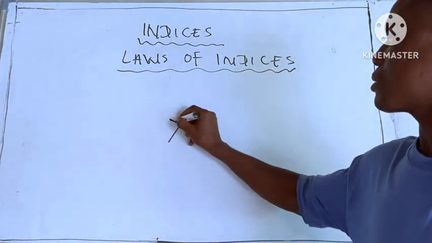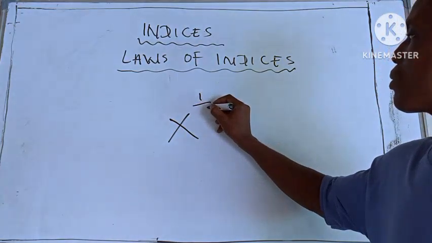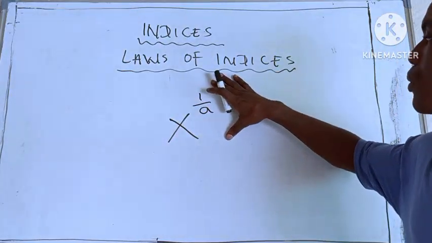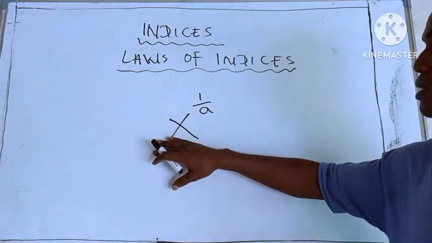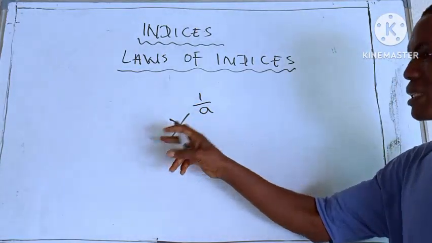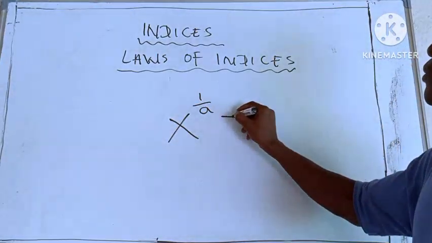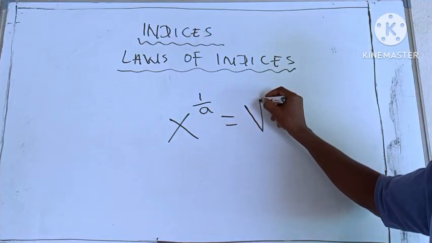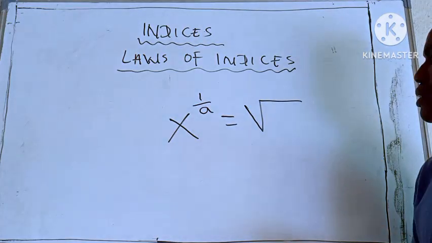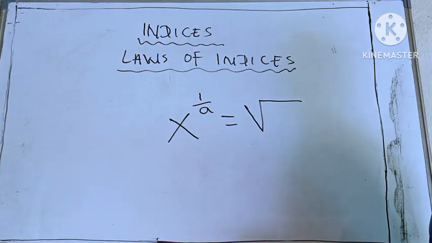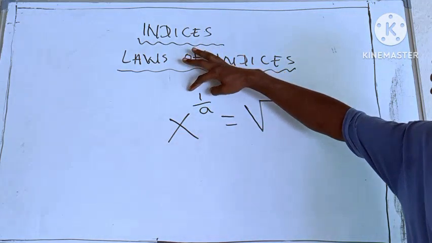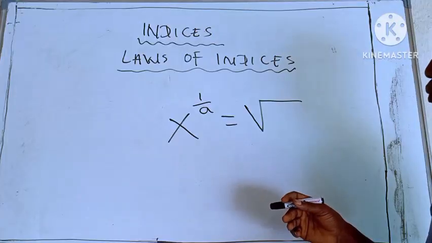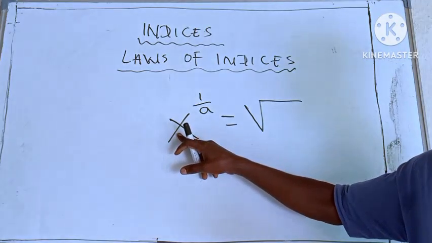So let's move to the next one. Let's say we have x raised to power 1 all over a. Now, if you come across, I think this is the seventh law, right? So if you want to convert this, what you need to do is draw the square root sign. In maths we call the up one the numerator, while the down one is called the denominator, right?